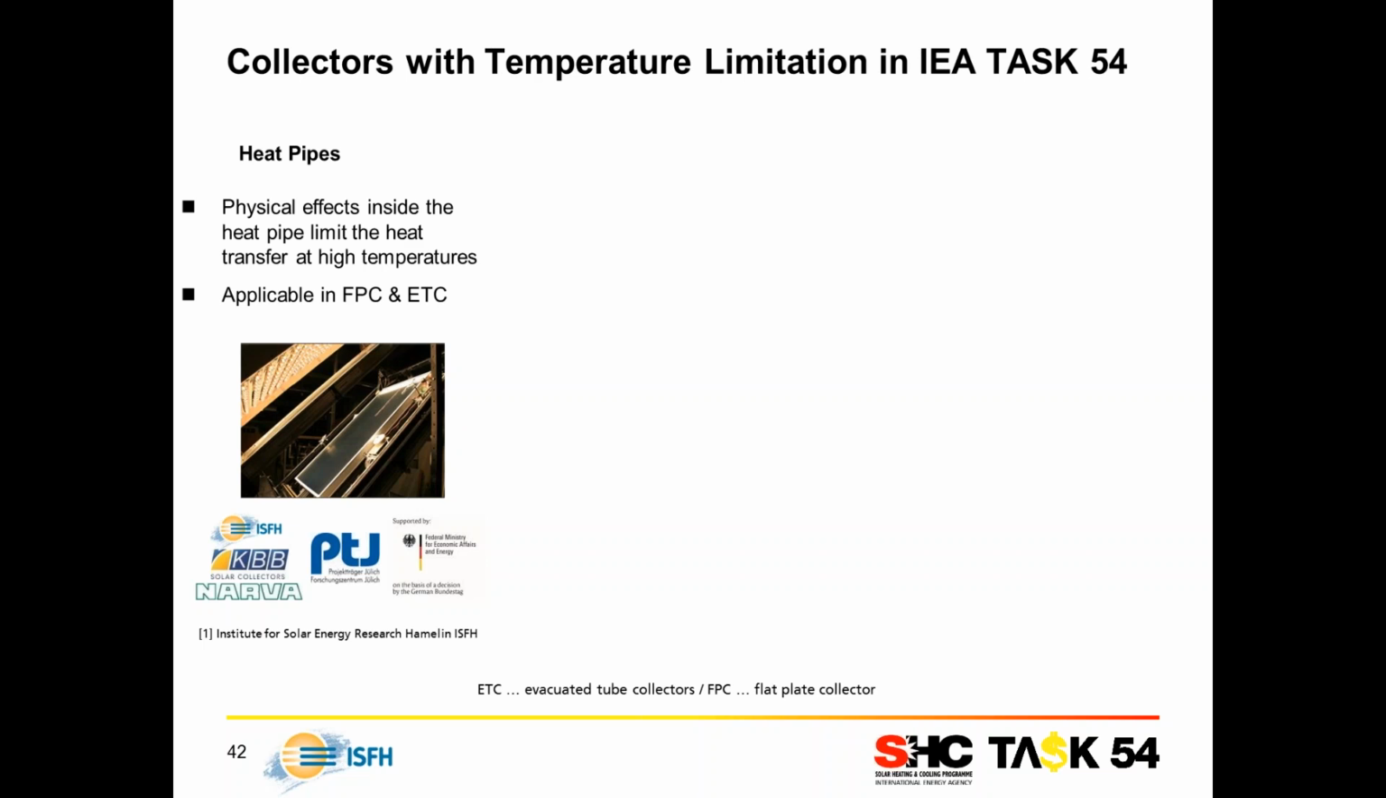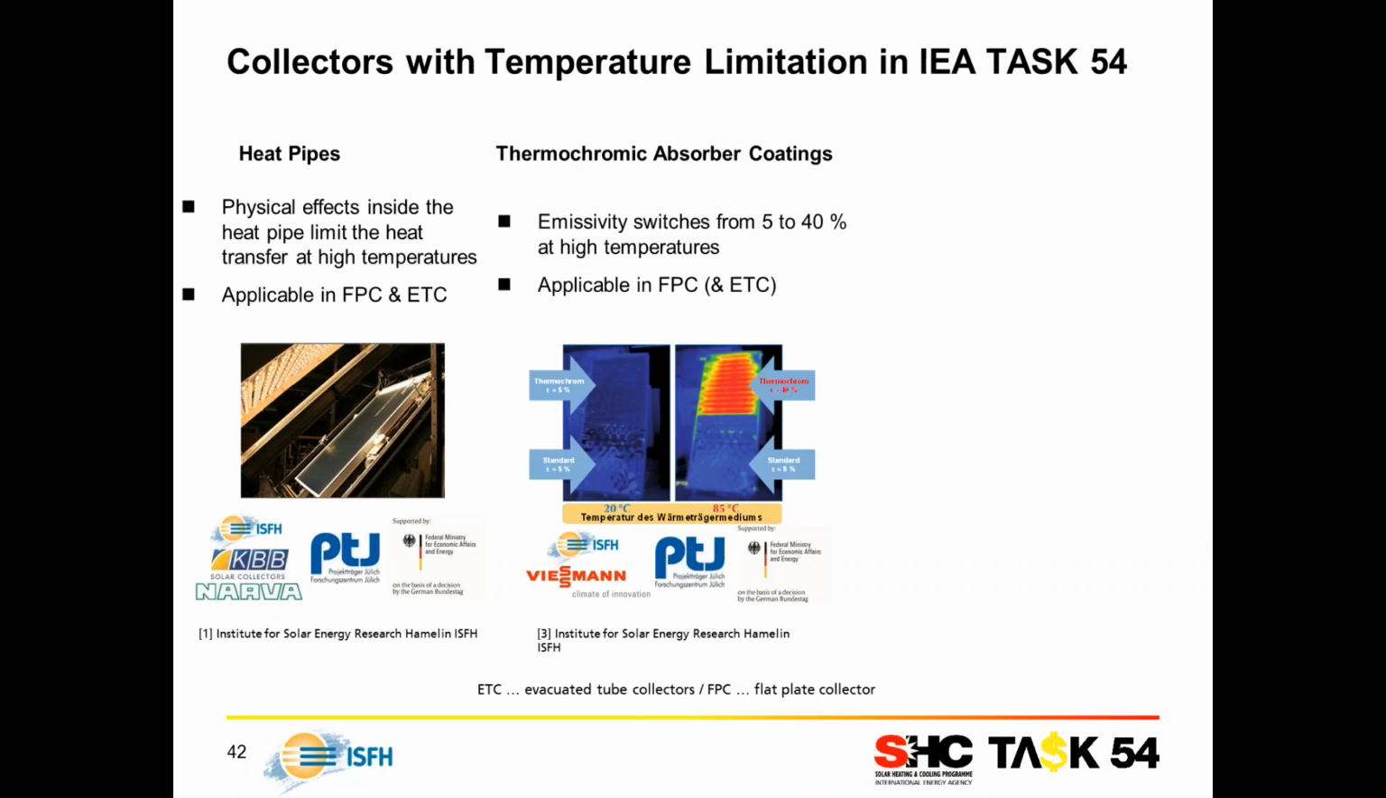which are distinguished by the shut-off technology. In the case of heat pipes, physical effects inside the heat pipe limit the heat transfer ability between the absorber blade and the solar circuit at high temperatures. In the case of thermochromic absorber coatings, the emissivity, as an important optical parameter of the collector, is shifted from 5 to 40% at a high temperature level. So the heat loss coefficient of the collector is increased and the stagnation temperature is reduced.